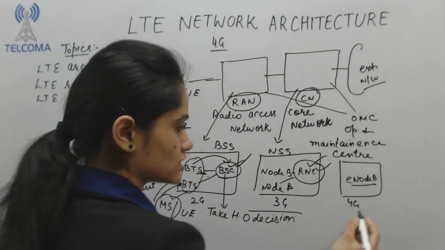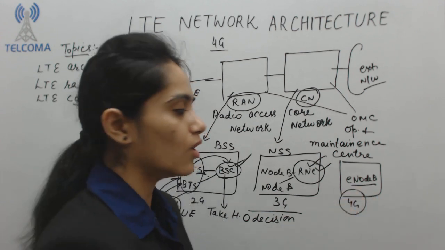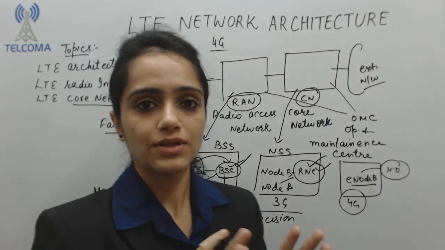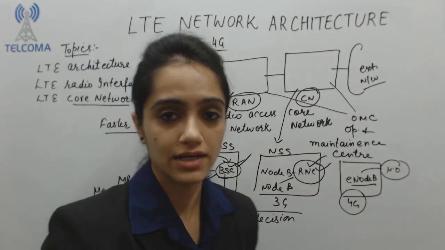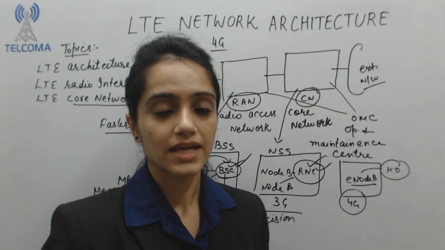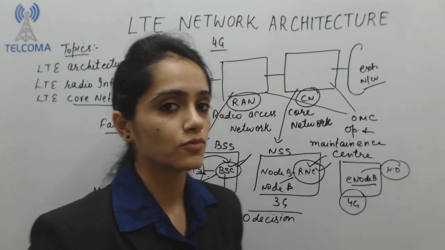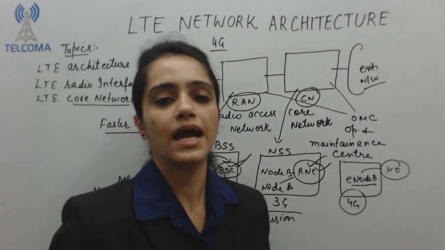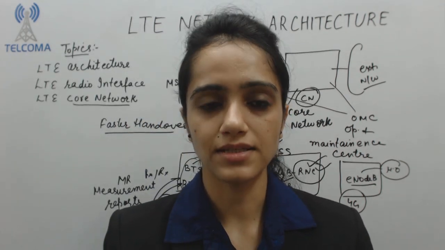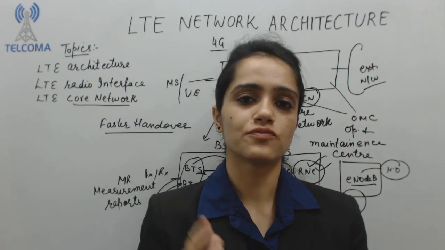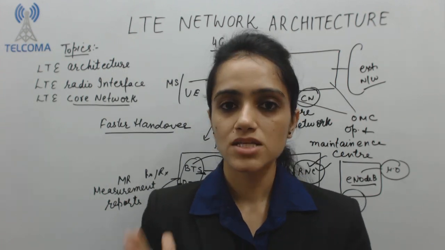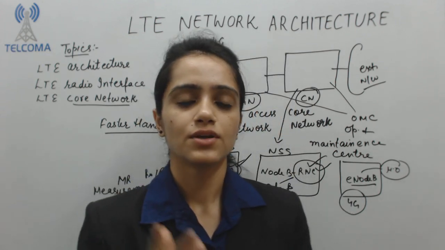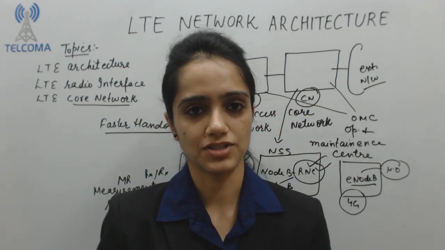So in 4G, for faster handover, all handover decisions are with the E-Node B, because we don't have a separate controller over here for handover decisions. That is the reason we have removed the RNC or BSC from the 4G networks, and all the decision-making capability is with the E-Node B only. So the E-Node B is the only controller in the radio access network, taking decisions on handovers or power measurements.